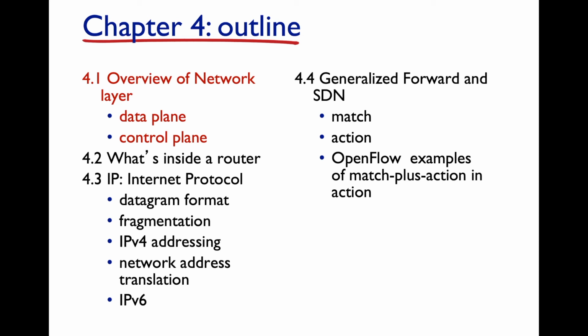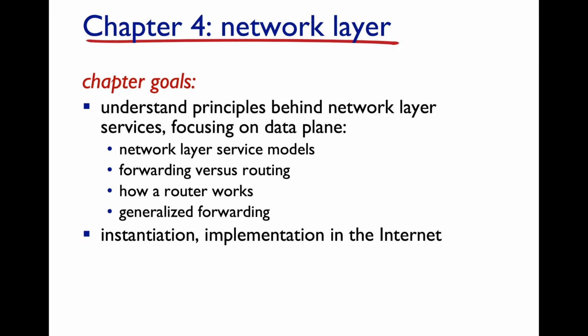The dichotomy in which the modern network layer is discussed is the so-called data plane and the control plane. Now, the goals of our treatment of the network layer, yes, we'll go into more detail, but we want to understand the principles behind the services afforded by the network layer. Now, in the beginning, we'll focus on the data plane, and we'll look at the service models, we'll look at the behavior, we'll look at how a router works, how forwarding is implemented, and generalized forwarding overall. And we'll look at the instantiation and implementation of the modern internet.